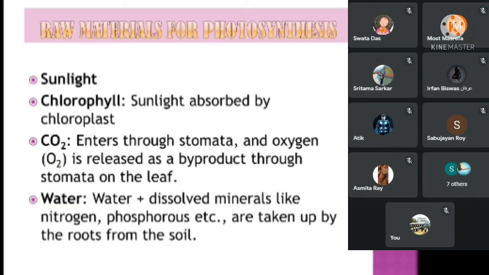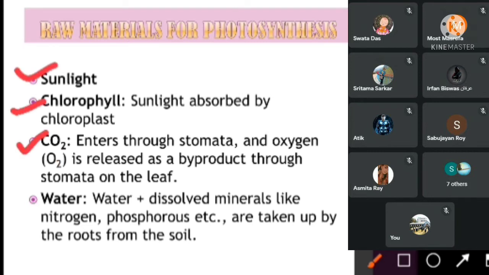Next we will see the raw materials for photosynthesis. There can be a question: what are the raw materials for photosynthesis? Then we have to write like this: sunlight, chlorophyll, CO2 and water. These 4 are the raw materials of photosynthesis. Sunlight is coming from the sun. Sunlight is absorbed by the chloroplast, which is present inside the leaves.